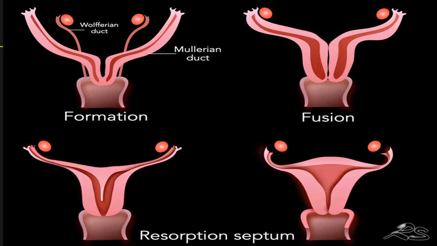Anything going wrong in these three steps, that is formation, fusion or resorption, or incomplete development, results in various anomalies. If there is no formation, it can lead to uterine aplasia. If there is incomplete fusion or no fusion, it can lead to uterine didelphys or bicornuate uterus. And if there is incomplete resorption or no resorption, it can result in a septate uterus.